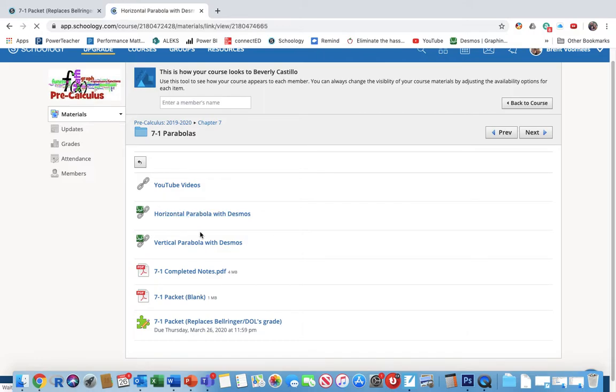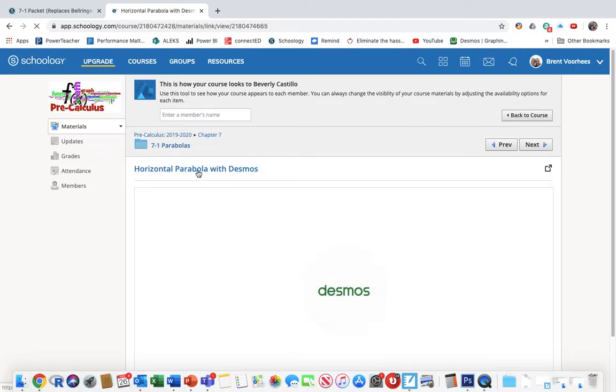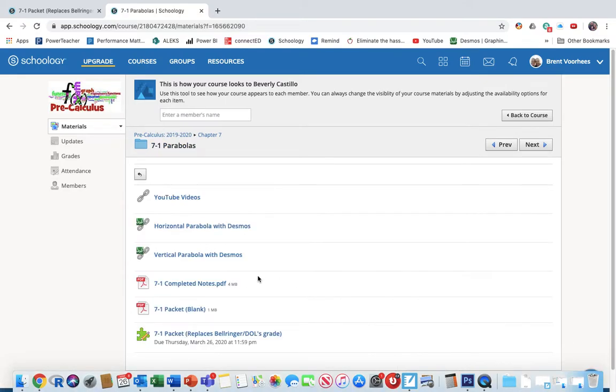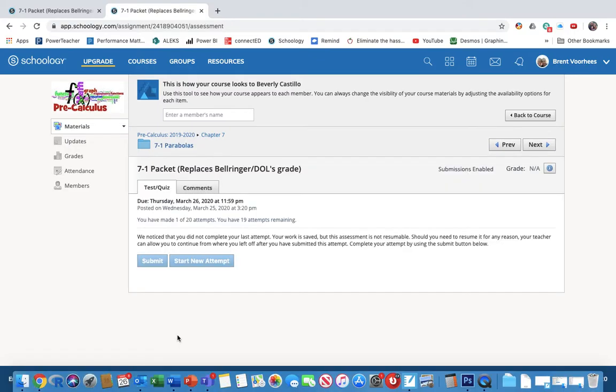Just click on one, go through it, and change all the data so you can get your answers. Once you have your answers for your packet, you'll click this. This is kind of like what we used to do for bell ringers and DOLs in class, and you will take this. I have changed it so that now you have 20 attempts on any one of them.